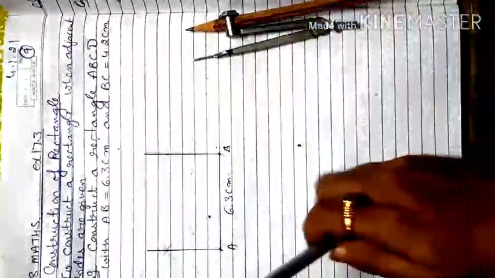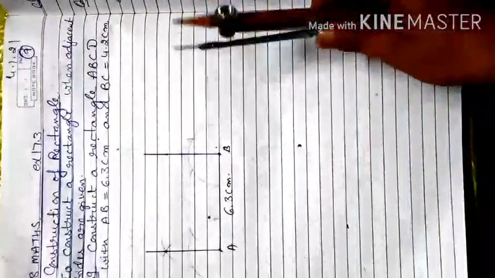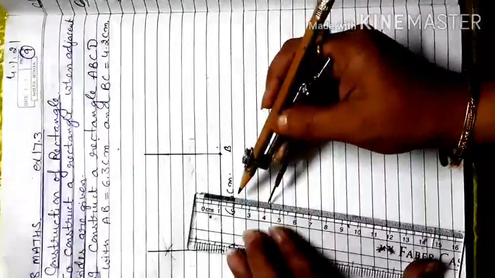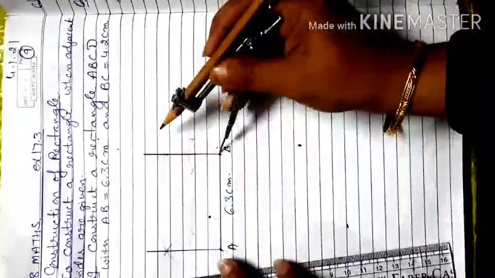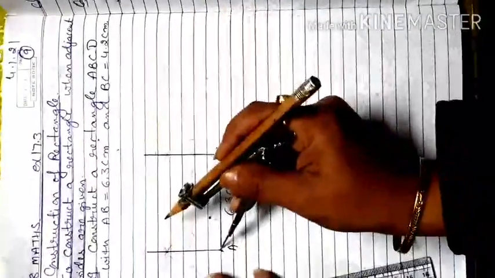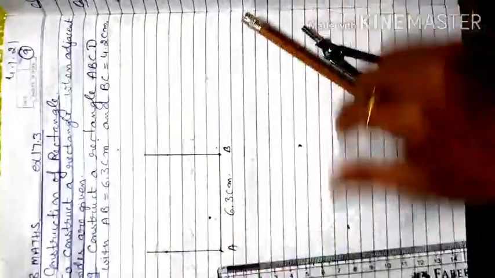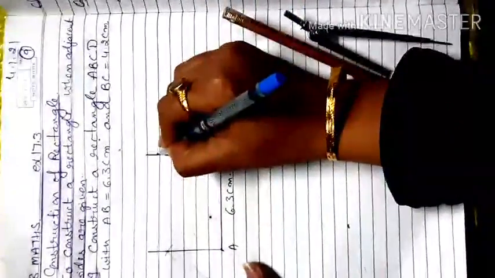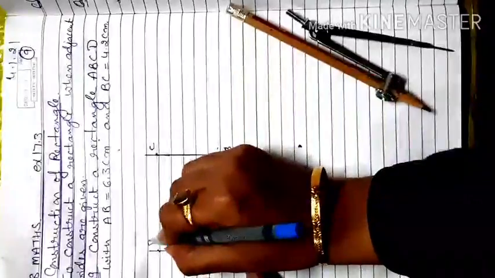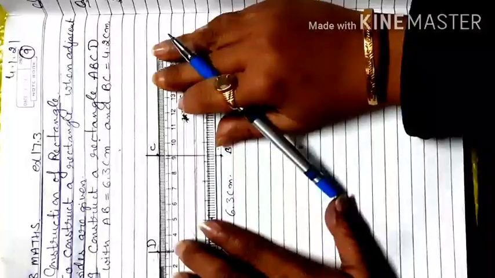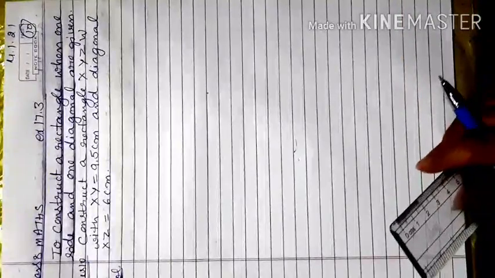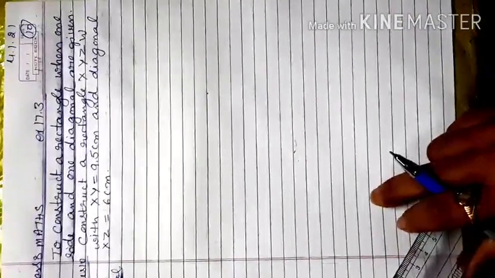Just extend this line, and if BC is 4.2, now you have to open the compass 4.2 centimeter and cut this as 4.2 on both sides, because the opposite side measurement is the same. So this will be B, this is the intersecting point C, and this is D. Now you have to join CD. So this is your required rectangle ABCD.